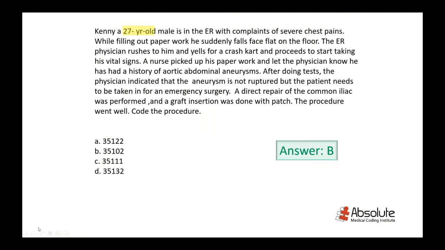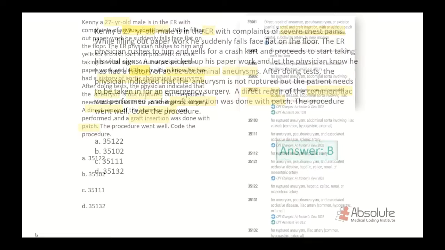And here's why. We have a 27-year-old in the ER with severe chest pains. We have a history of aortic abdominal aneurysms. And today, on this encounter, there was a direct repair of a common iliac, graft insertion, and there's a mention of a patch. So those are the things that we need to code, right? And here we go. Let's take a look.